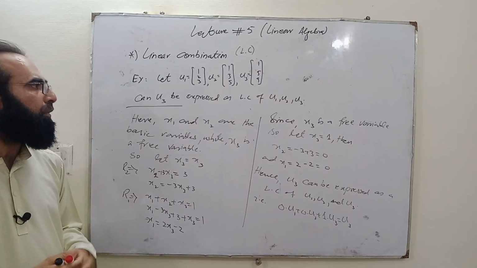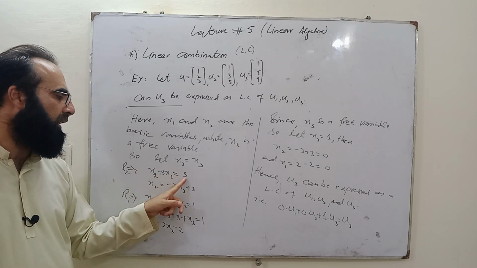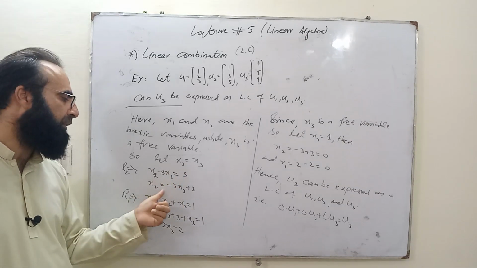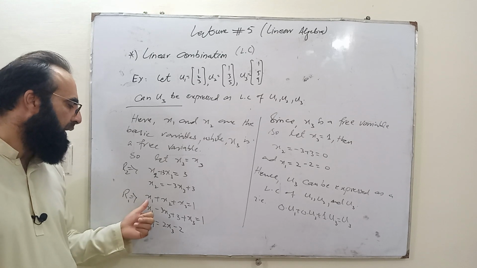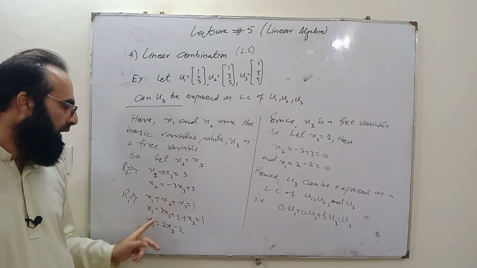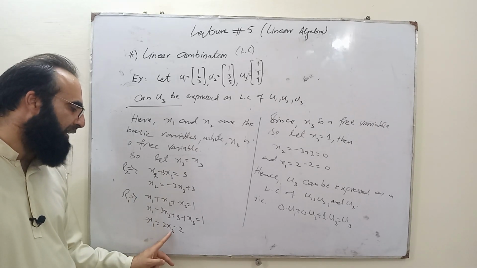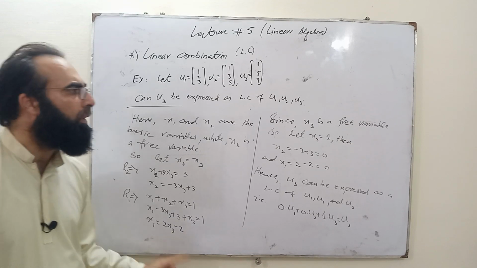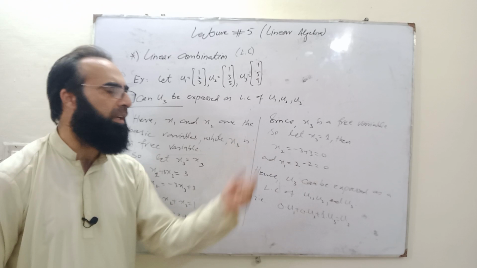From the second row, we obtained x2 plus 3x3 is equal to 3. We get x2 is equal to minus 3x3 plus 3. From the first row, we get x1 plus x2 plus x3 is equal to 1. Putting these values in this equation, we get x1 is equal to 2x3 minus 2. Since x3 is a free variable, we can choose any value for x3.